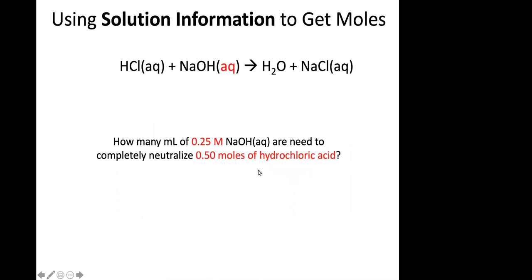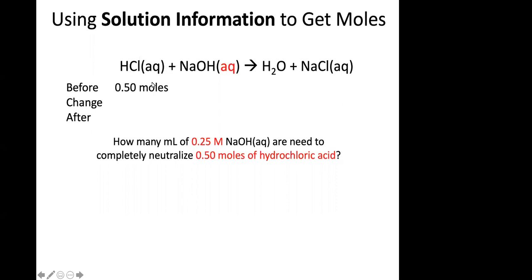Now, I want to switch it a little bit. The only thing that I'm going to switch, instead of saying we have a certain number of grams, is to look at it in terms of the solution information. Solution information, that's what we just talked about a moment ago. Solution information is concentration and volume. So this is exactly the same.